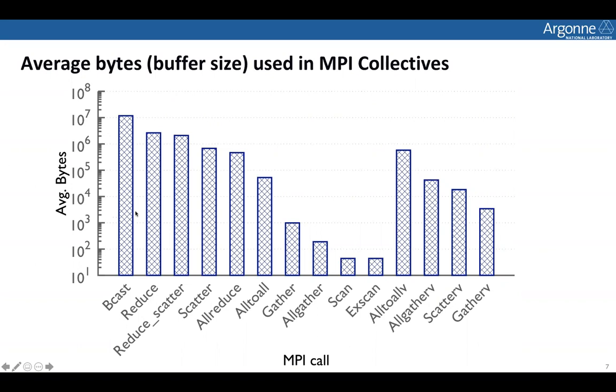And then the average bytes: you can see for the different MPI operations what the average bytes are, for all reduce. Even though there are a lot of small message all reduce, the data is skewed because there are potentially some large message all reduce also there, and this averaging is skewing the data in that direction.